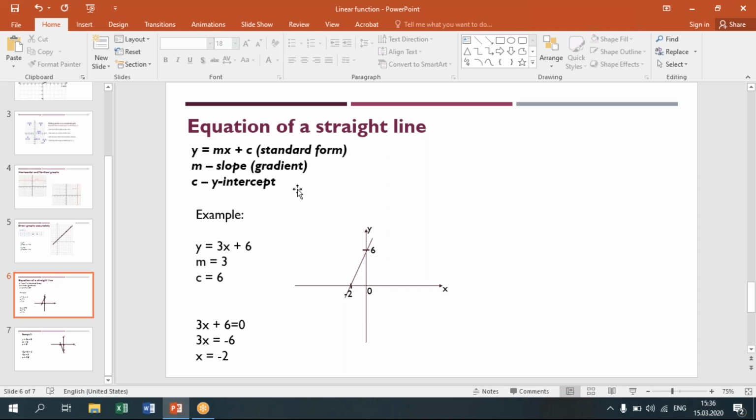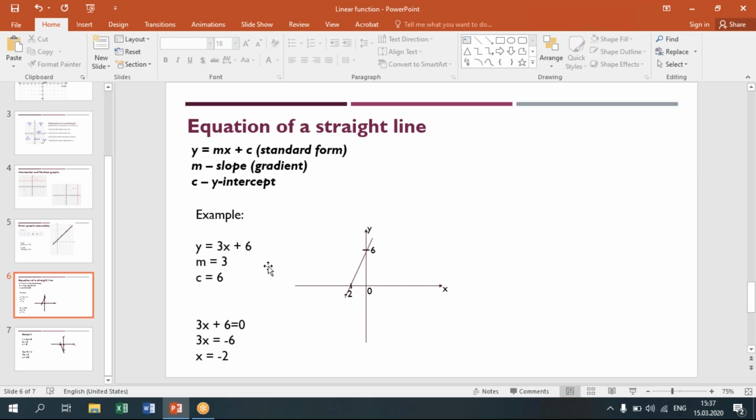But slope, what does it mean? What is the meaning of this word m? It means exactly the direction of your function. Let's see it on an example. We have the function y is equal to 3x plus 6. If we look at the standard form, m is equal to 3. Then look at c. On the place of c, we have 6. So m is equal to 3, c is equal to 6. Also, I said that c is the y-intercept, so the y-intercept is equal to 6. So on the y-axis, I will show this point 6.